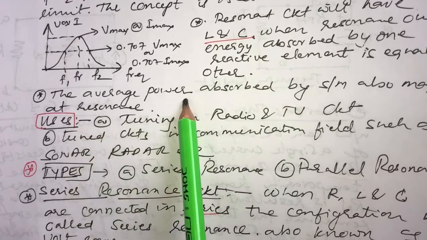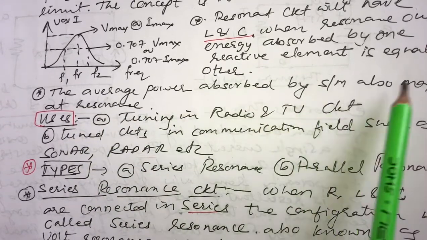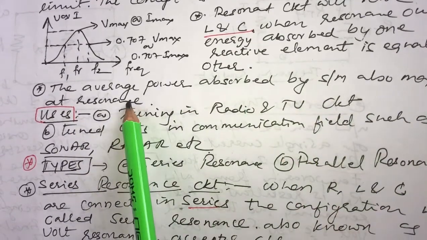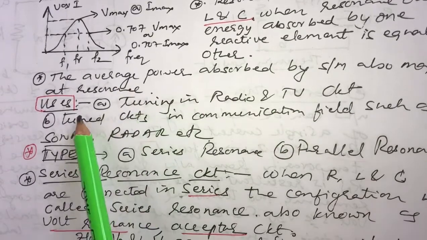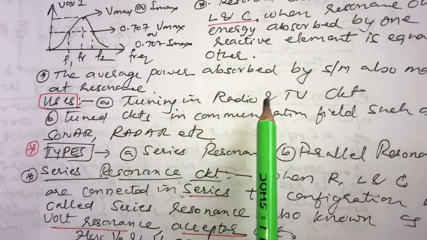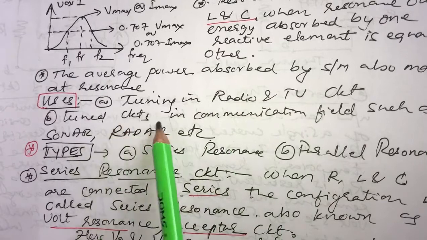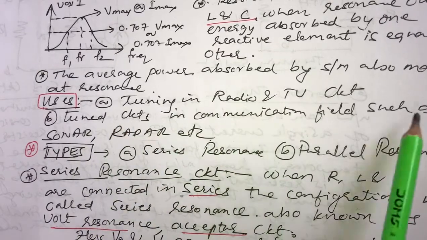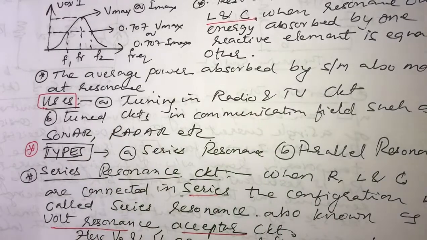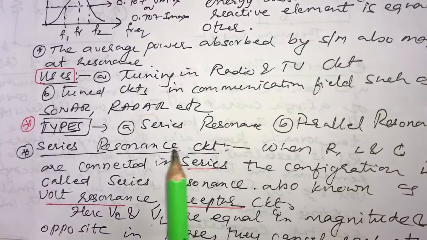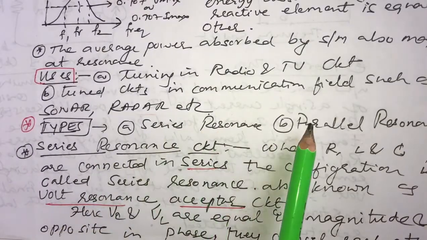Next, the average power absorbed by the system is also maximum at resonance. So this is one point to be noted. And what are the uses? Tuning in radio and TV circuits, and tuned circuits in communication fields such as sonar, radar, etc. What are the different types of resonance? Number one, series resonance, and number two, parallel resonance.